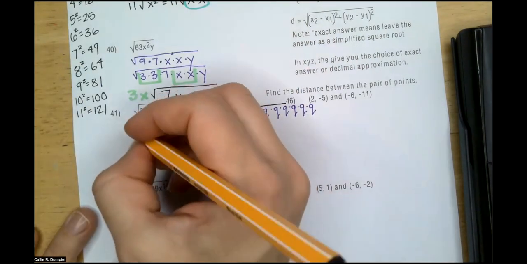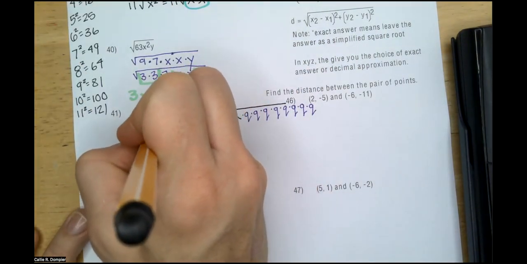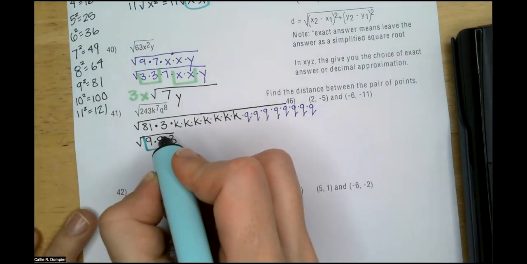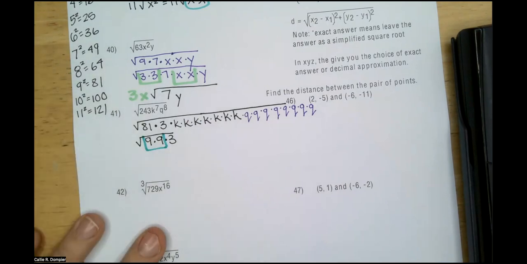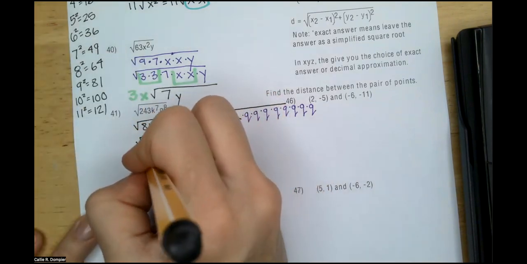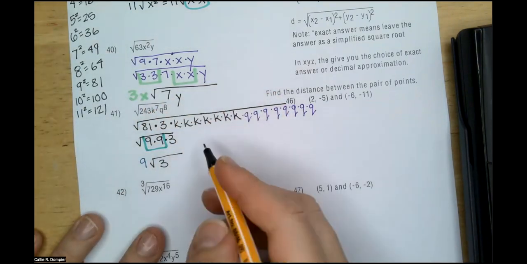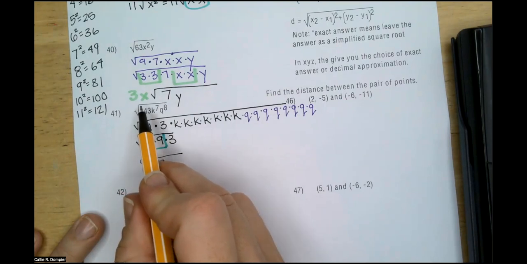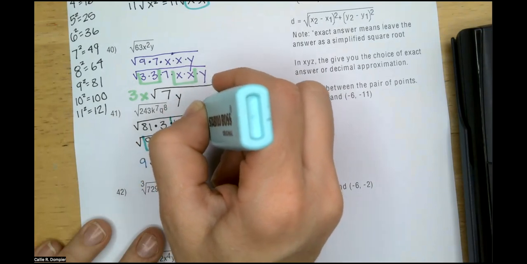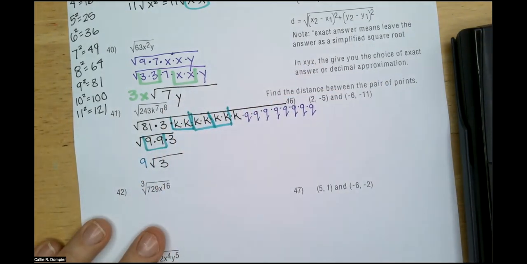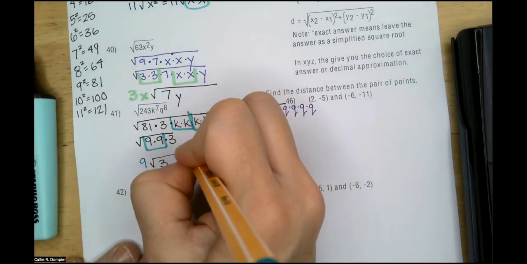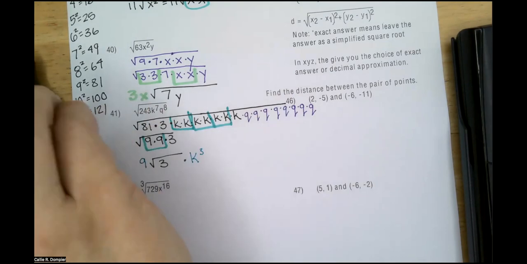Again, 81 becomes 9 times 9. 9 times 9 times 3. The 9 times 9 comes out. So now I have 9 square root 3. Let's look at the k's. We need pairs of k's, okay? 1, 2, 3. And then 1 is left over.